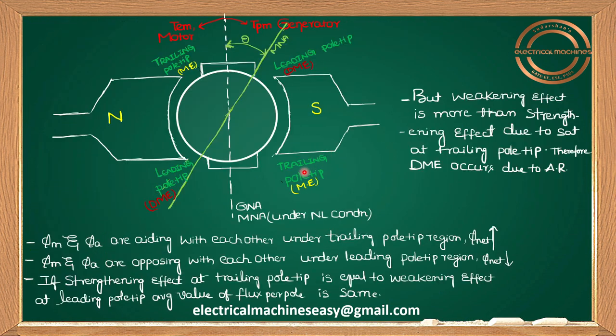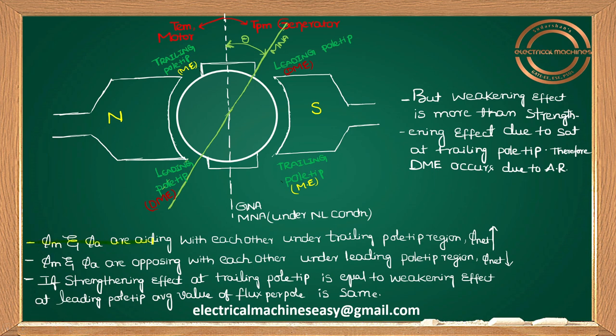So guys, please try to see here, Φm and Φa are aiding each other at a trailing pole tip, so net flux will increase. Whereas Φm and Φa are opposing each other under the leading pole tip, so net flux will reduce. But here my question is, which one is more dominant?